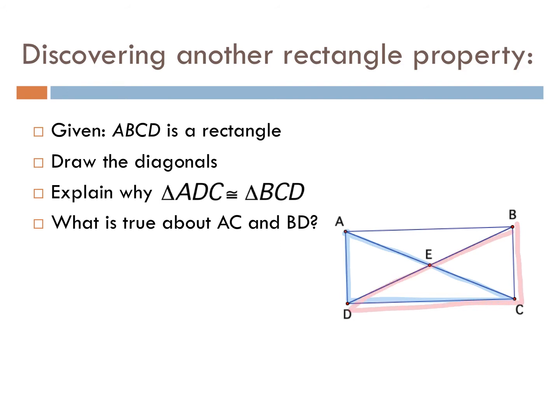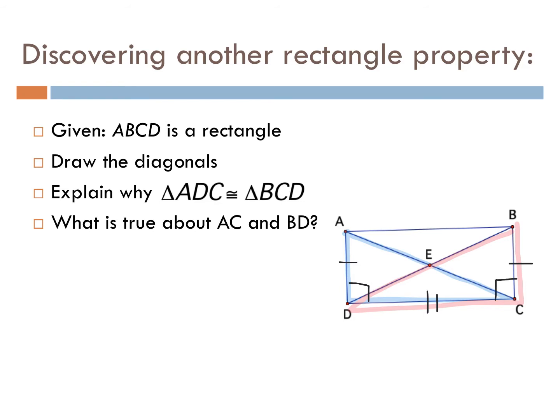All right, well, let's see. These 2 triangles, AD is congruent to BC because opposite sides, because a rectangle is a parallelogram, opposite sides are congruent. And then DC is congruent to DC because of the reflexive property. They share that side. Then, because this is a rectangle, I know that in this corner, angle ADC is a right angle, and angle BCD is a right angle.